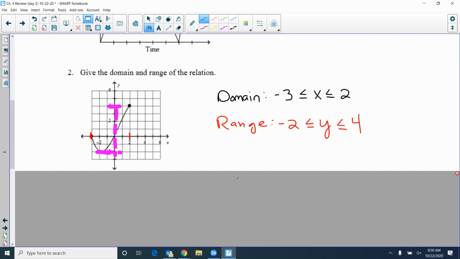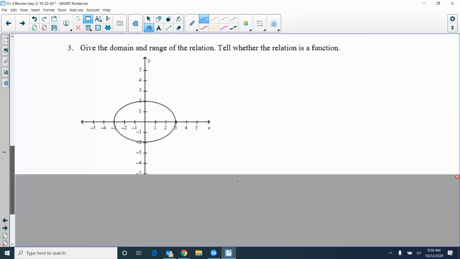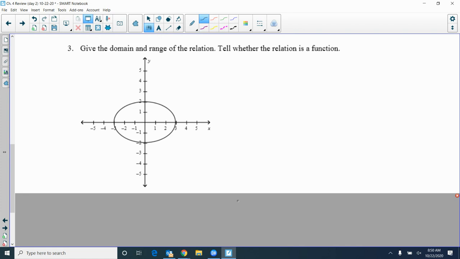All right, as you look at number 3, same thing. It says give the domain and range, tell whether the relation is a function. Go ahead and see if you can list the domain and range. If you're not a 10 out of 10, then just wait and we'll get it together. Okay, you can do it when we do it.